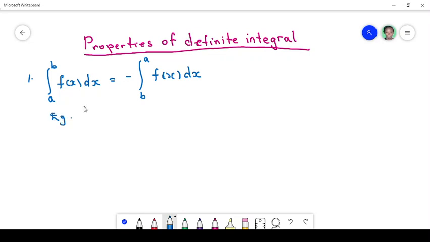Example: if I have the integral from 1 to 2 of x cubed plus 1 dx, then to reverse the interval, this is going to be negative of the integral from 2 to 1 of x cubed plus 1 dx.